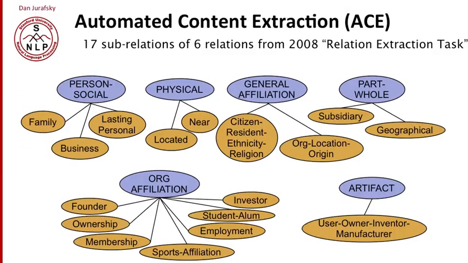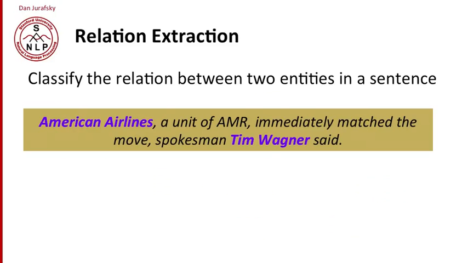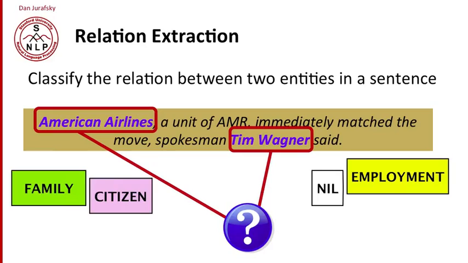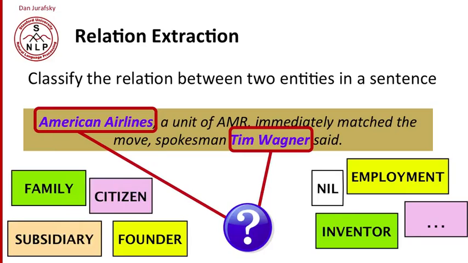So again, we might use the relations, for example, from the automated content extraction or ACE tasks. Remember, we had 6 meta relations and 17 subtypes of those relations. And given that set of relations, our task is to classify the relation between two entities in a sentence. So imagine this sentence: American Airlines, a unit of AMR, immediately matched the move, spokesman Tim Wagner said. So we have two entities, American Airlines and Tim Wagner. And our task is to decide what the relationship is between those two entities. And it might be family or citizen or employment, or it might be nothing, might be unrelated, or it could be subsidiary or founder or inventor and so on.